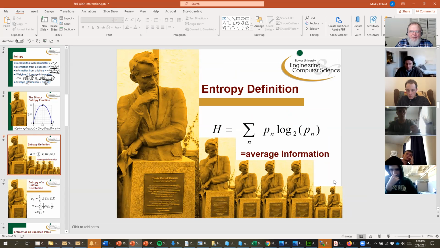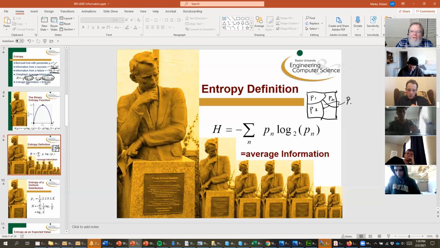And so this is the general definition of entropy. The idea is you have an outcome and you have different chances of this outcome. And we can look at a Venn diagram. And this is the probability 1, probability of 2, probability of 3, probability of 4, and probability of 5. And let's even put this in, probability of 6. Okay. So the point is we have all these probabilities and all these probabilities add up to 1.